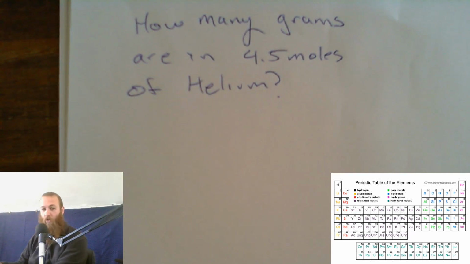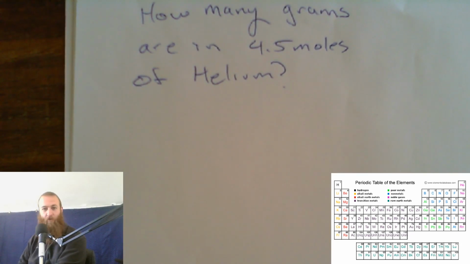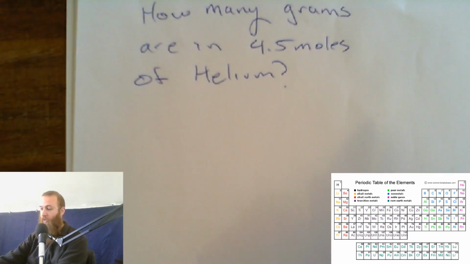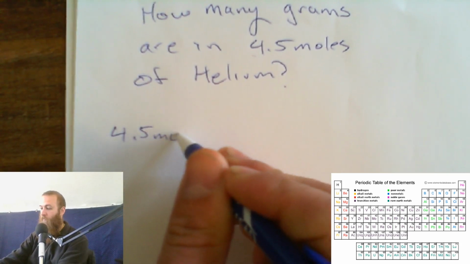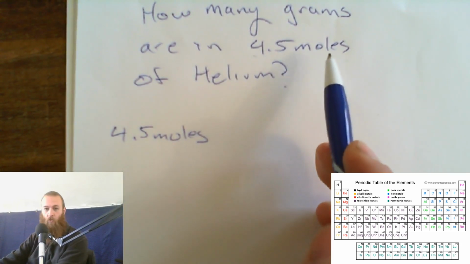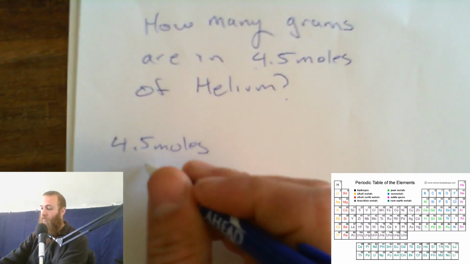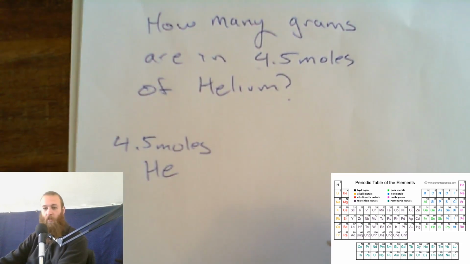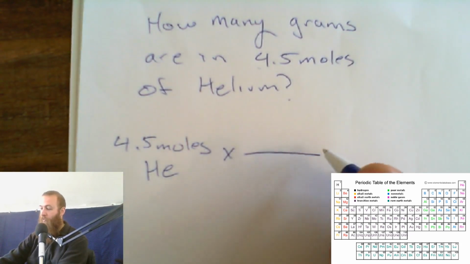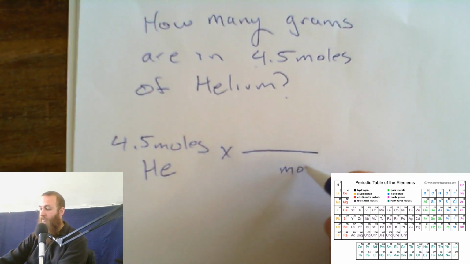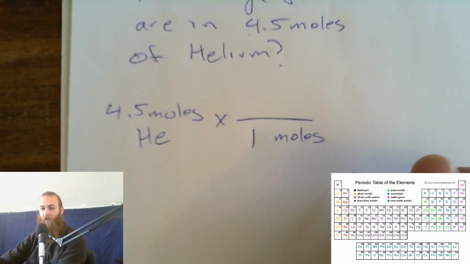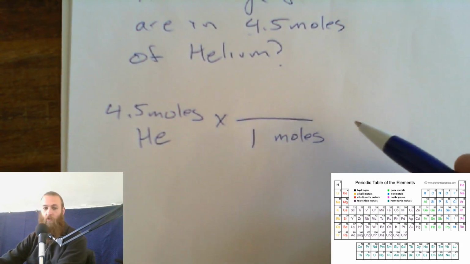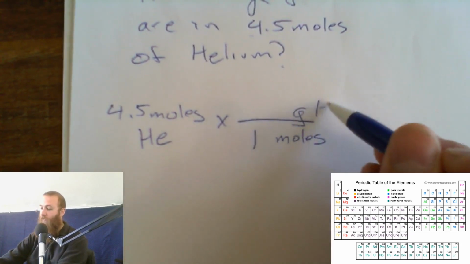So you always start with what you know. I hope that sounds familiar from previous units. So you start with what you know, in this case, 4.5 moles. And I want to know grams. So I have to make a note that this is for helium. I'm going to multiply it, and I'm going to cancel out moles. It's always going to be 1 mole, at least for now. 1 mole would equal how many grams of helium?